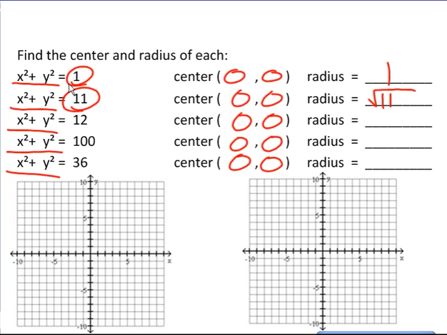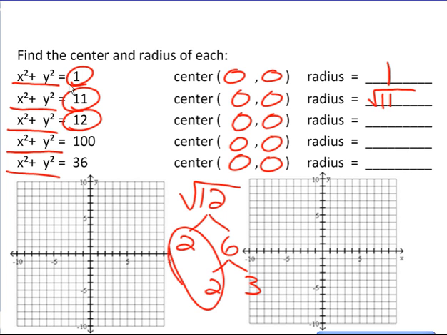The next one, the radius is the square root of 12. Now, the square root of 12 you can simplify. You guys remember, do a factor tree, and if we have any pairs, then they come out as themselves. So this pair of 2's is going to come out as a 2, and I still have the 3 under the square root. So the radius is 2 square root of 3.